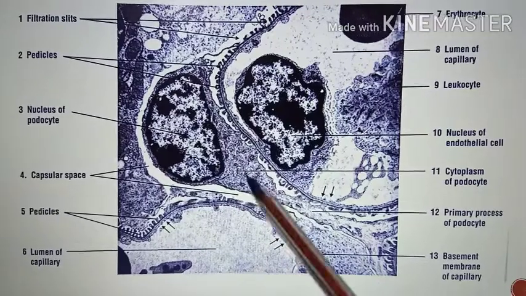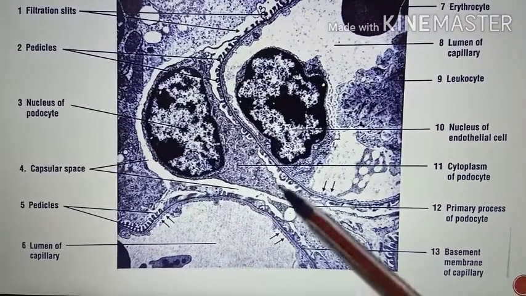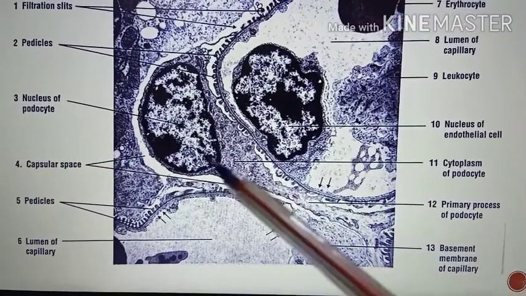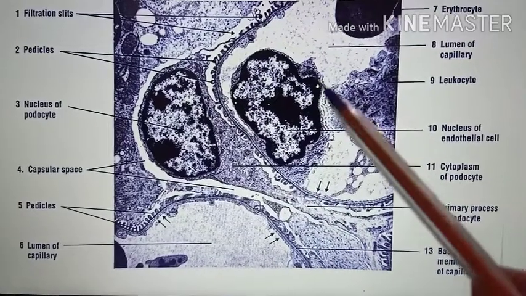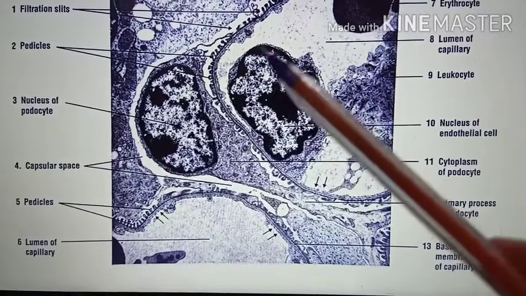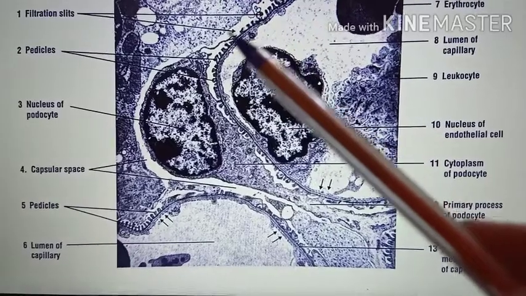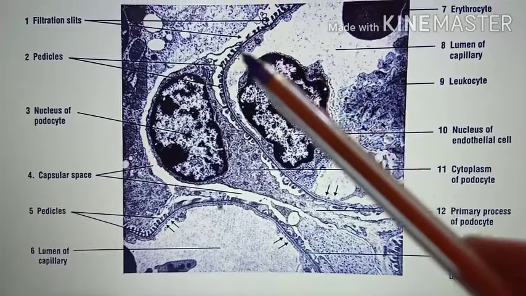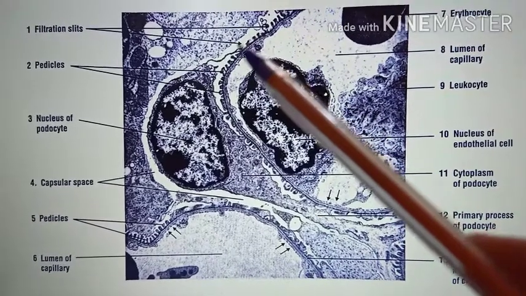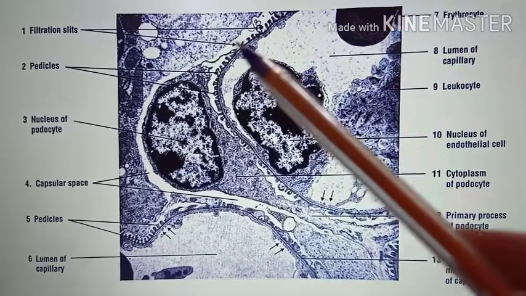In this picture, this is the electron microscopic view. Here you can see the podocyte, and this is the capillary. You can see there are openings between the foot processes of the podocytes, and these openings are called the filtration slits.